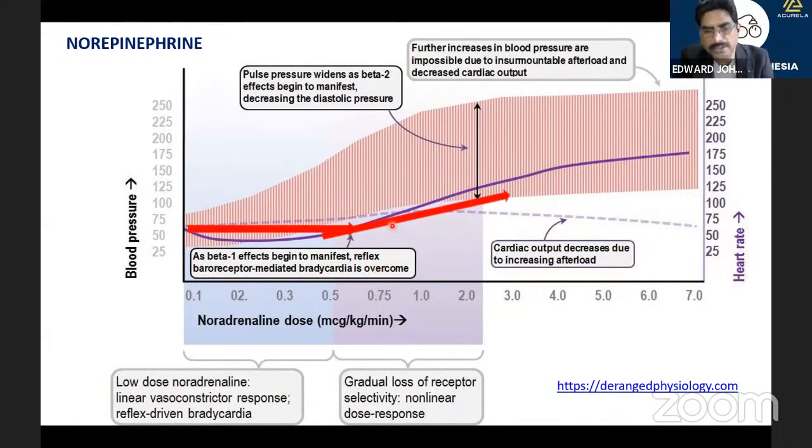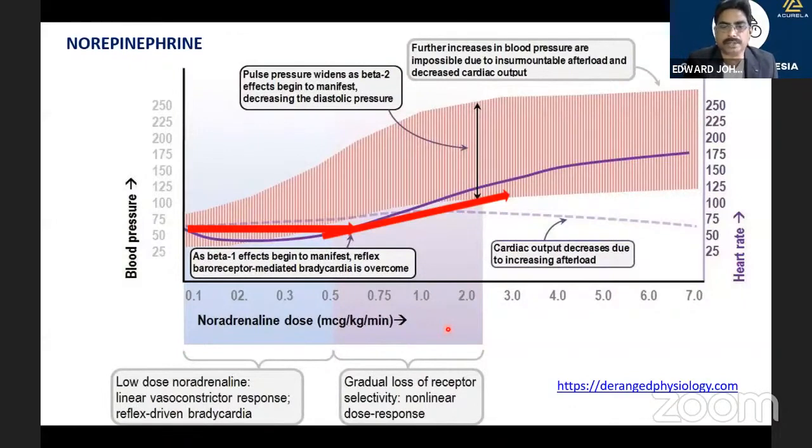Now, when you further increase this dose beyond 2 microgram per kg per minute, what happens? Your beta-2 receptors get activated, and beta-2 receptors cause vasodilatation. Beta-1 receptors increase systolic blood pressure, so there will be a wide pulse pressure. Any further increase in the dose of noradrenaline beyond 7 microgram per kg, there will be intense vasoconstriction. When there is intense increase in the systemic vascular resistance, your cardiac output will be reduced.